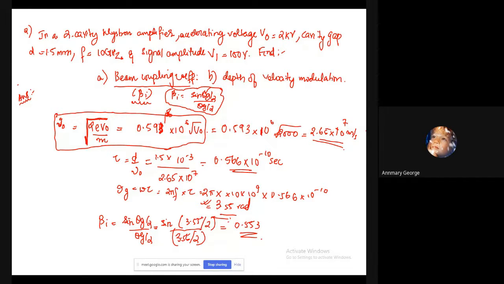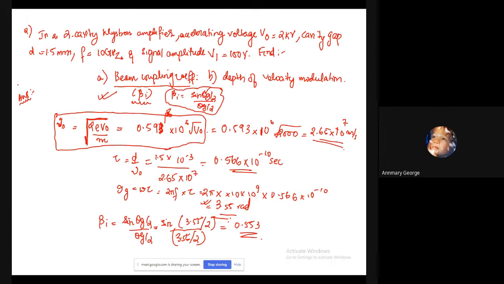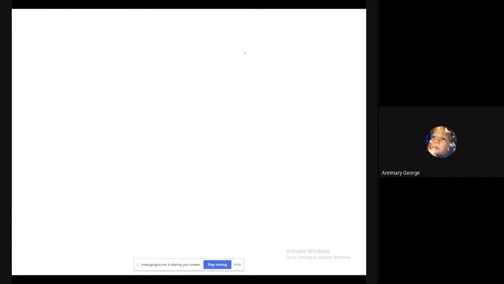Please ask if there is any doubt. Okay. Therefore, we have found out the value of beta I. Next is the depth of the velocity modulation.